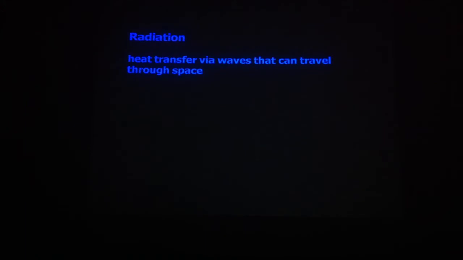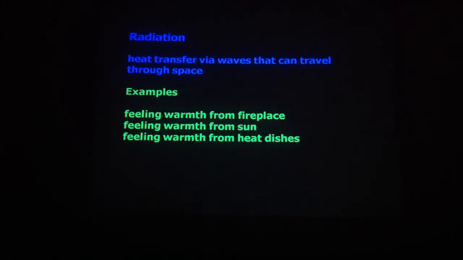And then we have radiation, and this is the only way we can get energy from the sun. It's energy that transfers in the form of waves, and that is radiation. So anytime you step into sunlight and feel heat from the sun, anytime you step in front of a fire or in front of those heat dishes at Costco, those special satellite dish looking heaters with the orange filament in the middle, those are all examples of radiation. Okay, so anytime you feel warmth from any of those things, that's radiation.